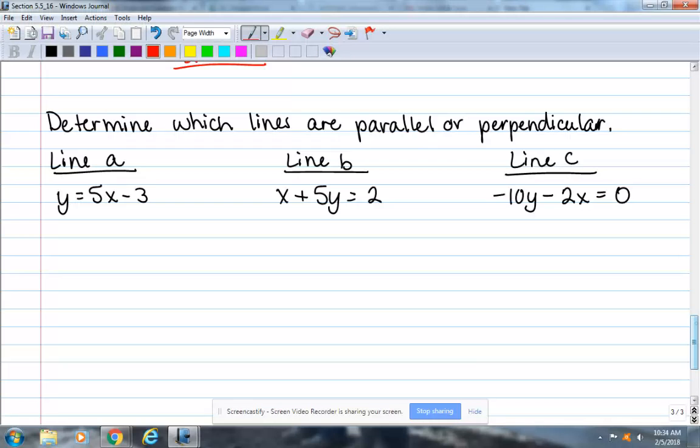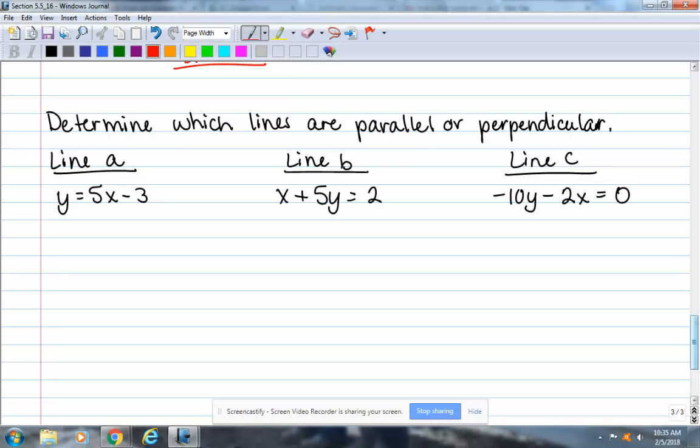So how do you suppose we're going to do this? How are we going to know if they're parallel or perpendicular to each other? What do you mean by work them all out? Get them in slope-intercept form. Why do we want to get them in slope-intercept form? So you can compare their slopes. Yes, it's easy to see their slopes if they're in slope-intercept form.